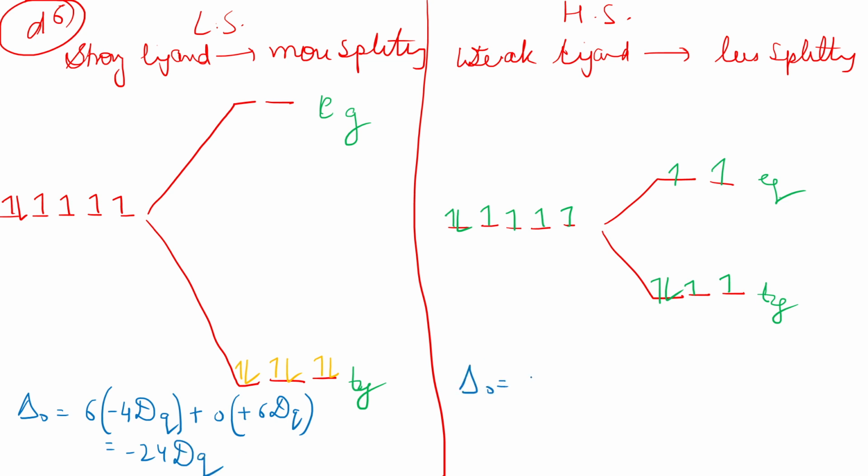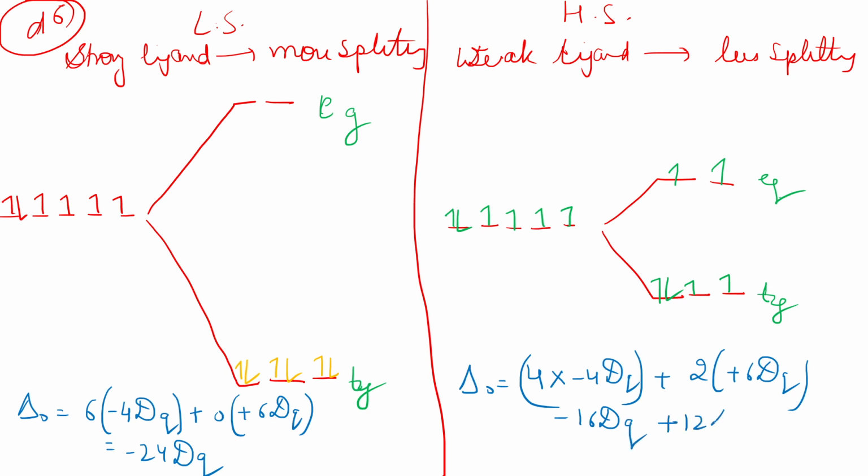Delta naught for this high spin complex is 4 electrons in minus 4 Dq plus 2 electrons in plus 6 Dq. 4 fours are 16, minus 16 plus 12 Dq. The value is minus 4 Dq. Which one is more stable? Tell me. Which one out of both is more stable?